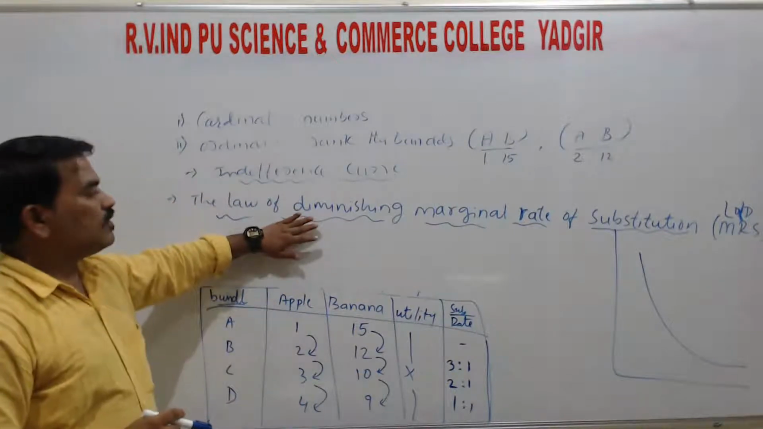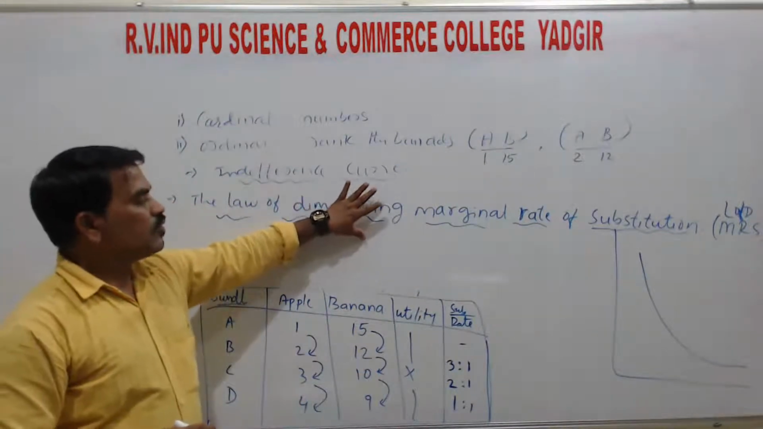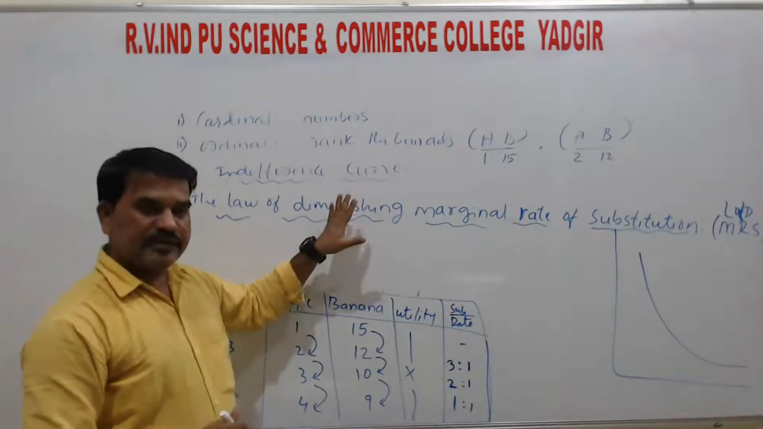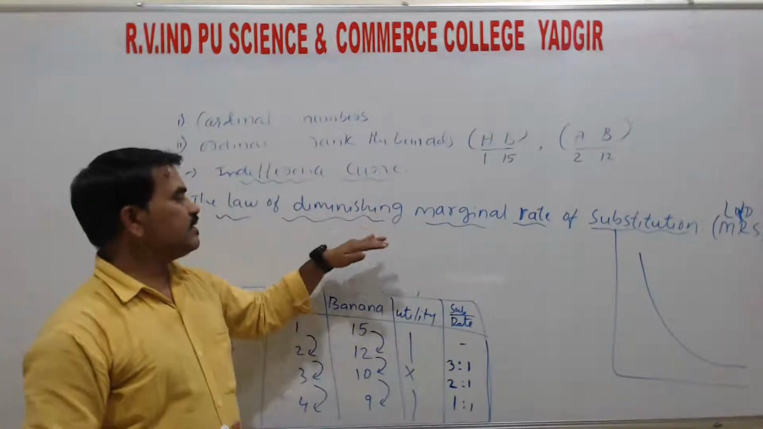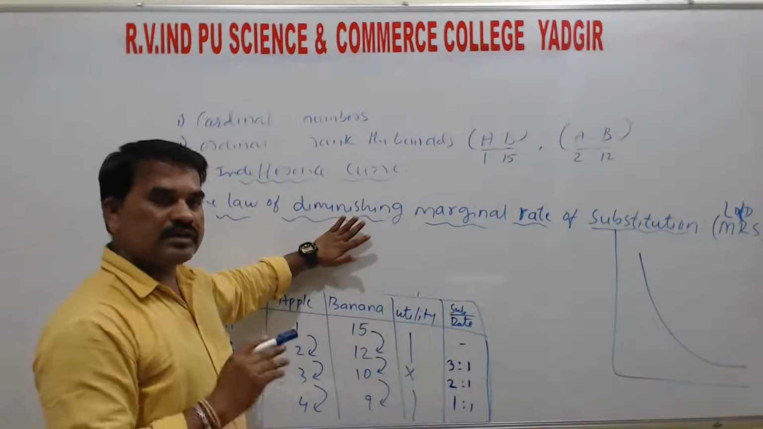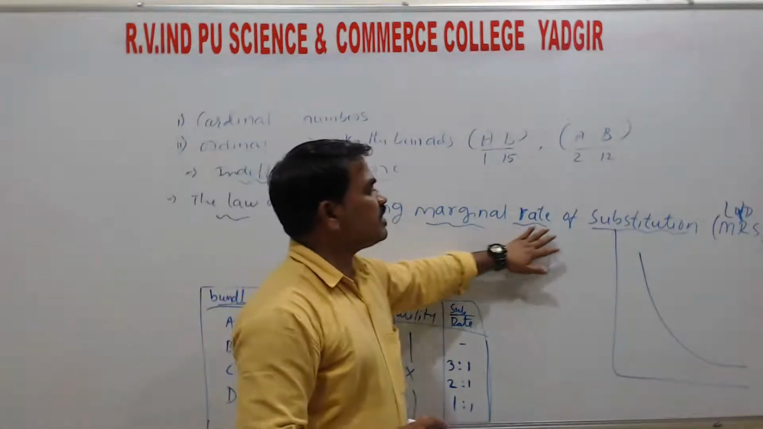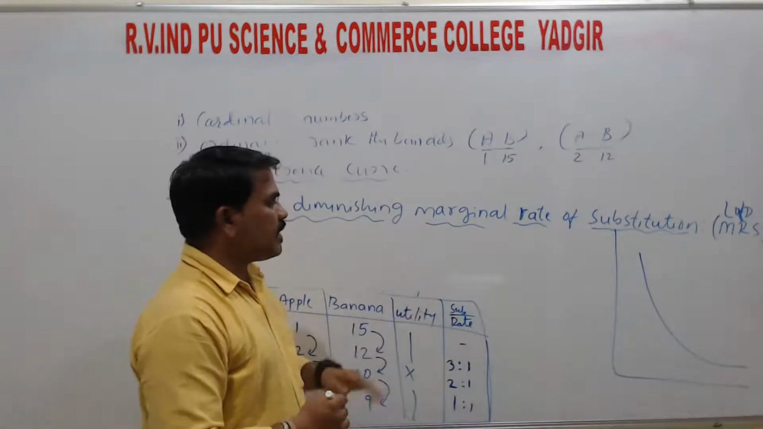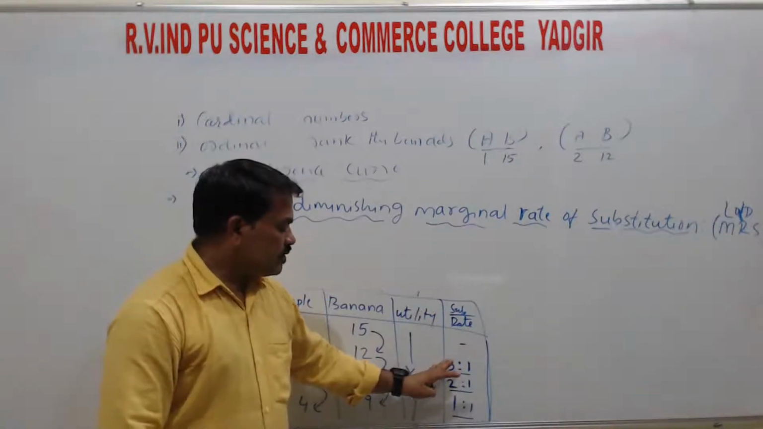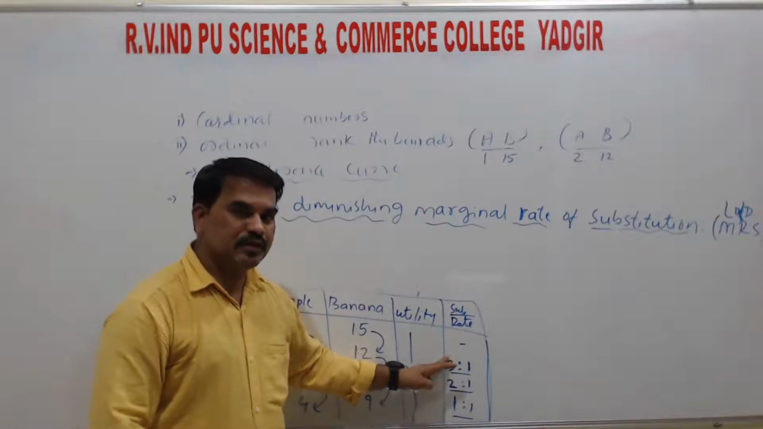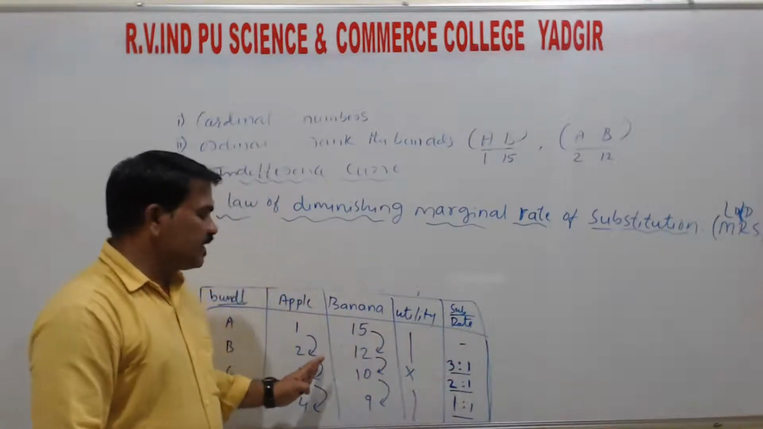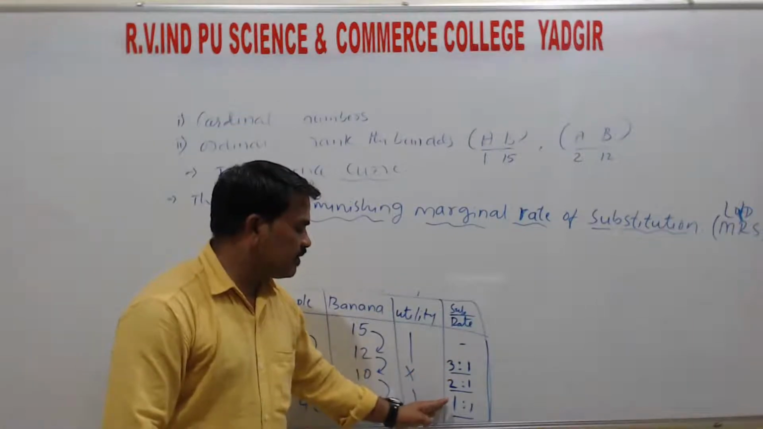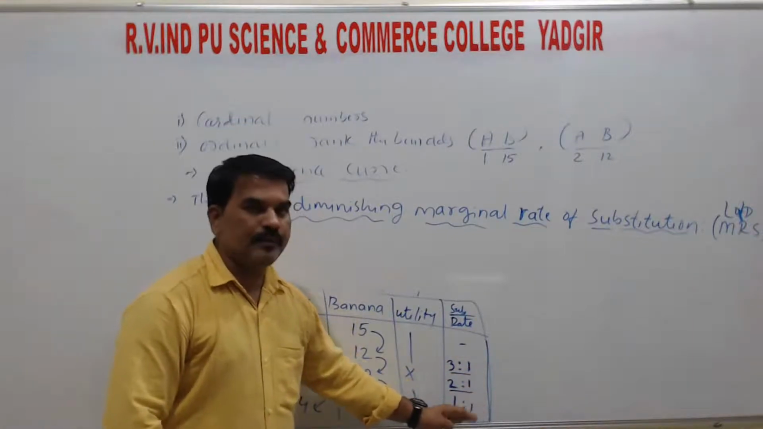Now we will try to understand what this title says. Law of diminishing. Diminishing means reducing, decreasing. What is reducing here? What is decreasing? The marginal rate of substitution, what we call MRS. The rate at which he is substituting the commodities. What is the rate here? 3 to 1 for one apple, one more apple, correct?